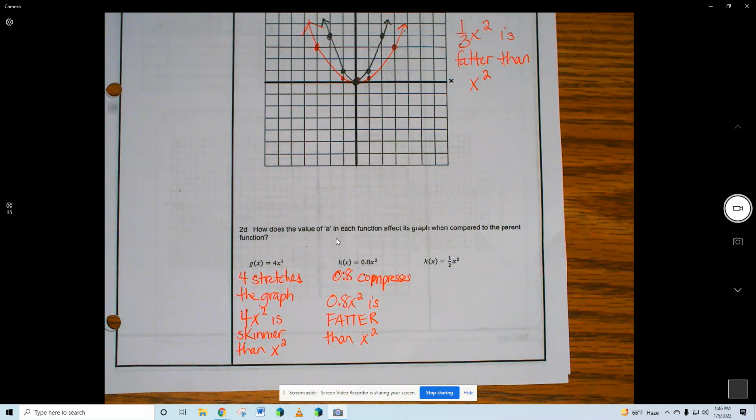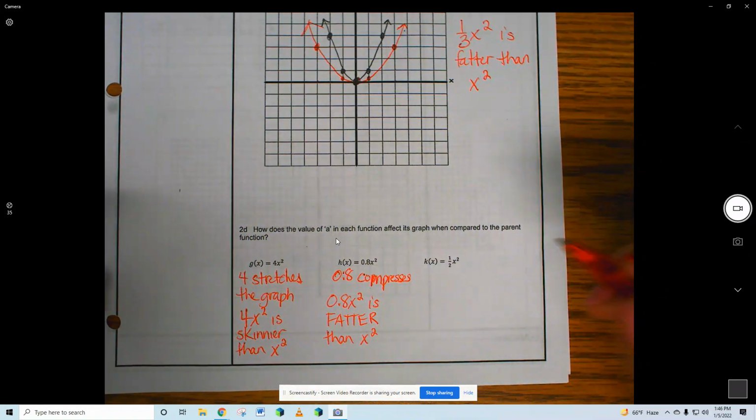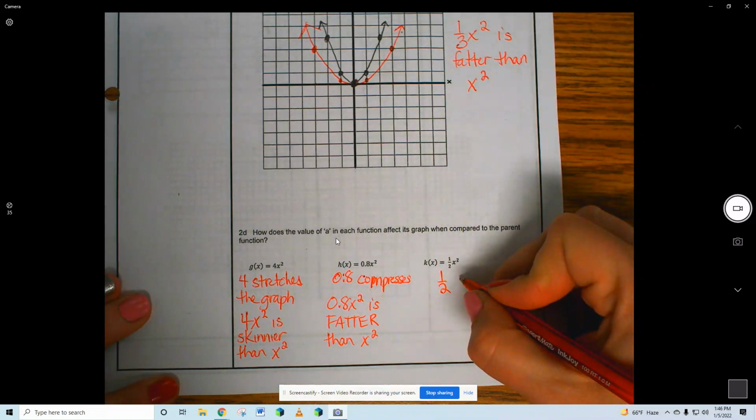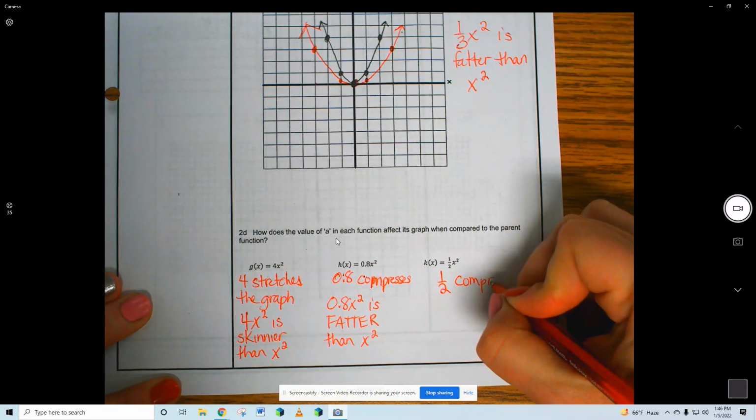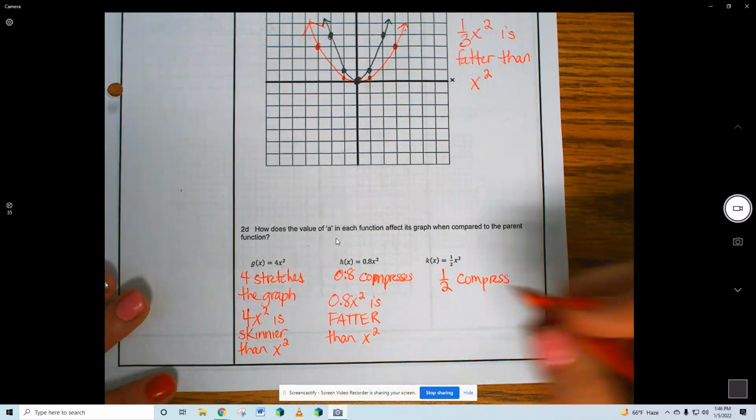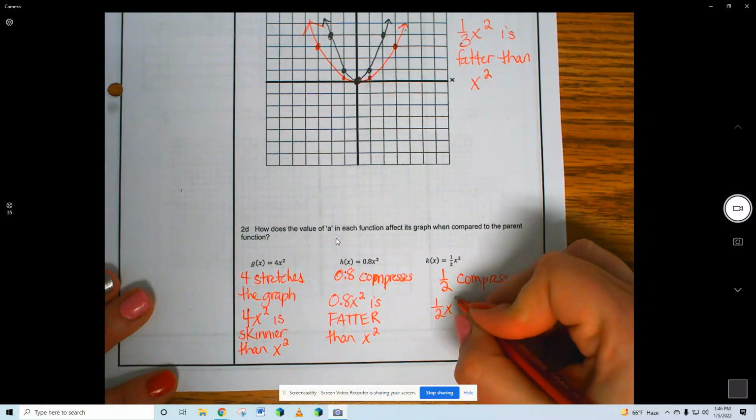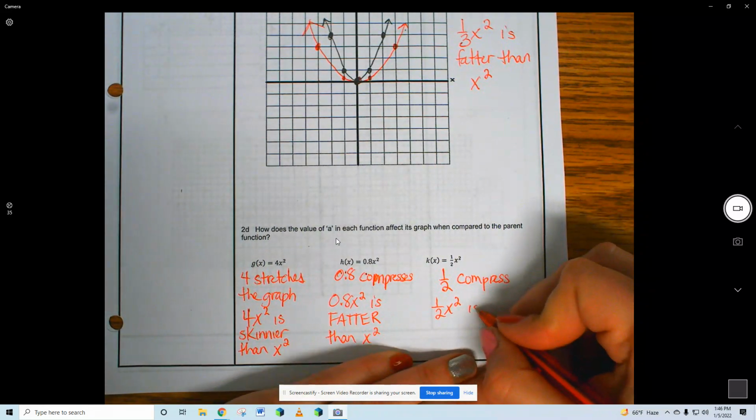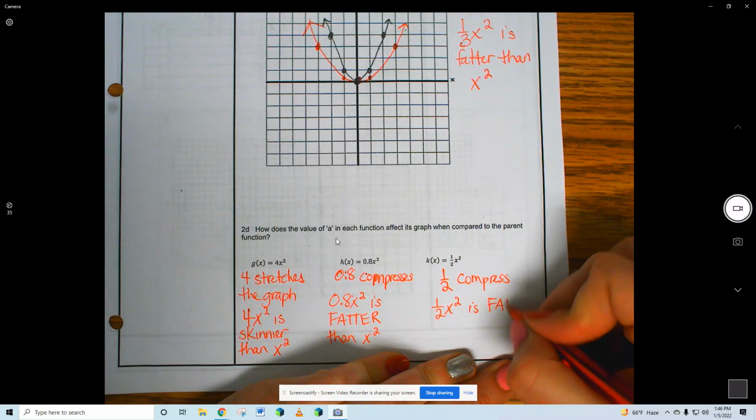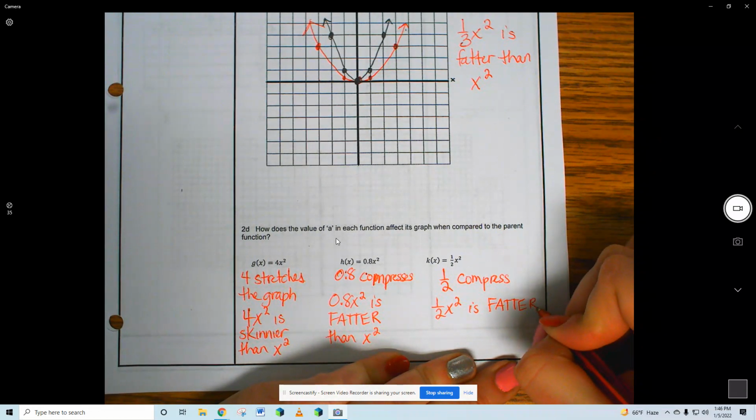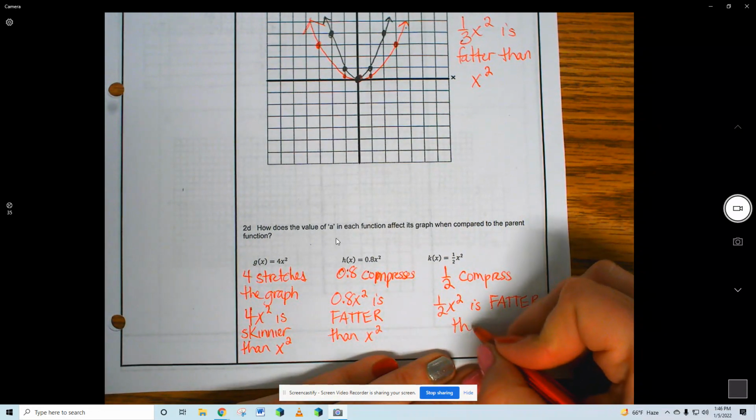One half x squared. Compressed. Good job. Because it's less than 1. It's a fraction. 1/2 x squared is fatter than x squared.